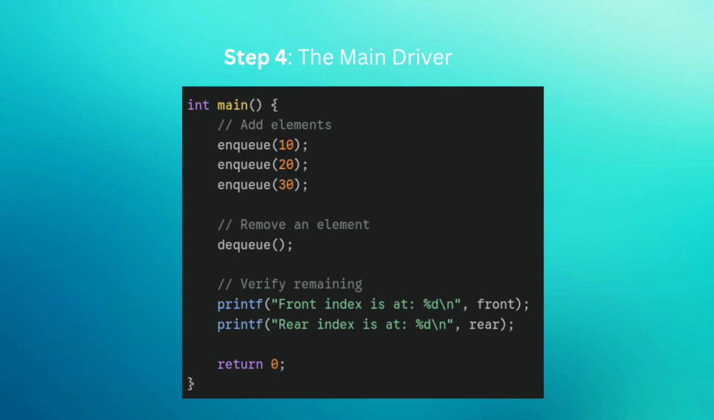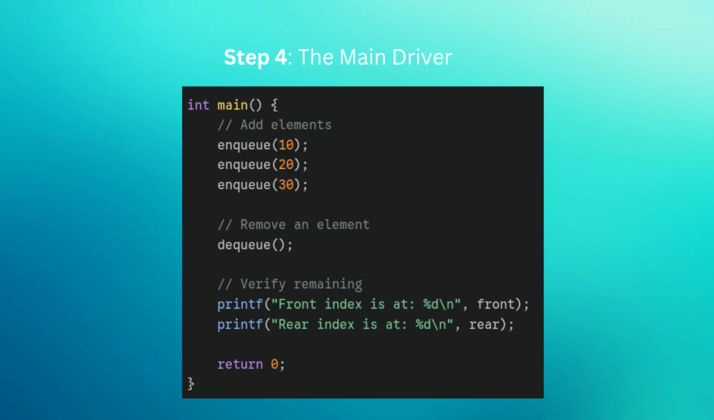Now let's remove an element. So dequeue, let's just call the function dequeue. Now if we verify, let's print our remaining values. So we print from the index at front to the index at rear. So this code will determine the values of the corresponding index.